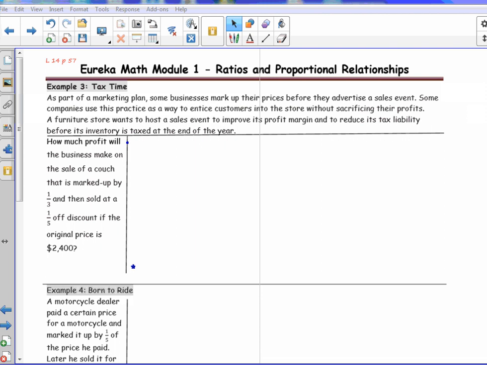It is marked up by 1/3, and then it is sold at a 1/5 off discount if the original price is $2,400. So the company is buying a couch for $2,400. Then they are going to mark the cost up and then they are going to put it on sale so that the customer comes in, they think they're getting a great sale, and the company will still make a profit. So the question again is, how much profit will the business make?